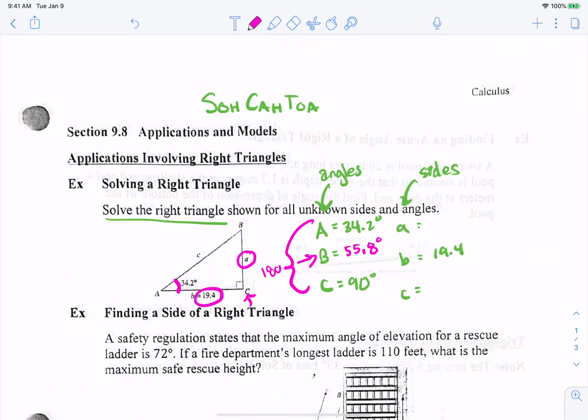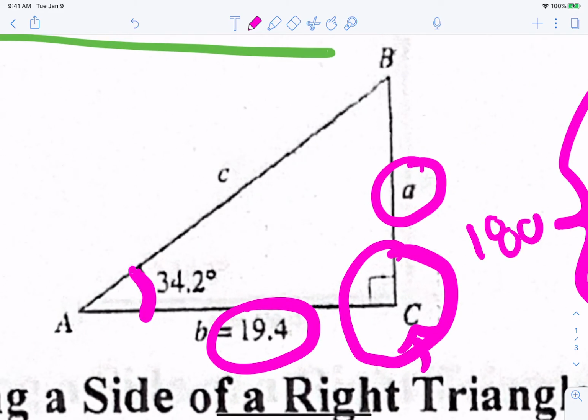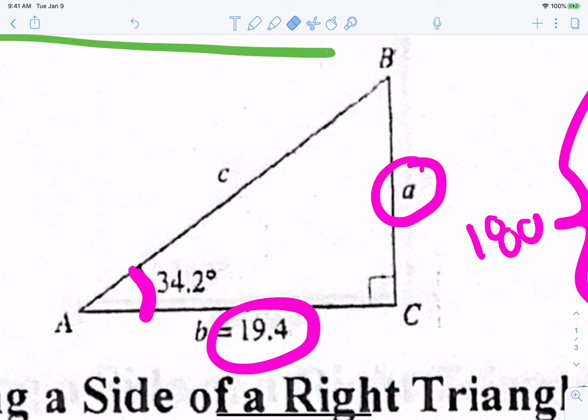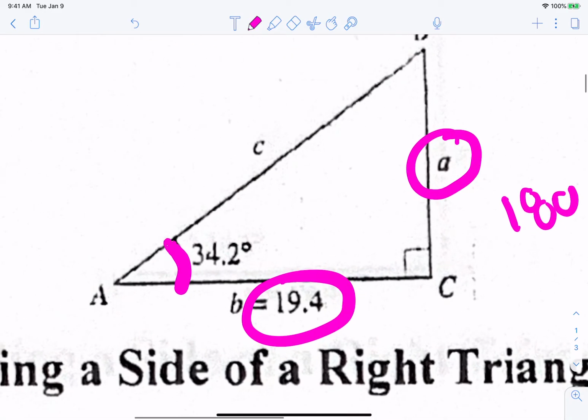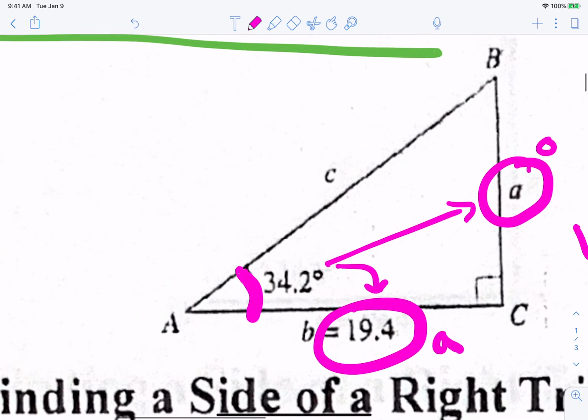If you choose C as the angle you're focused on, which side is the hypotenuse? Little c. Then which is the opposite? Also little c. That's why you cannot pick the 90-degree angle. You have to choose one of the acute angles, because little c would be both the hypotenuse and the opposite, and that doesn't work. So let's focus on the 34.2 angle. We want lowercase a and 19.4, the opposite and the adjacent, so we're going to use the trig function tangent.